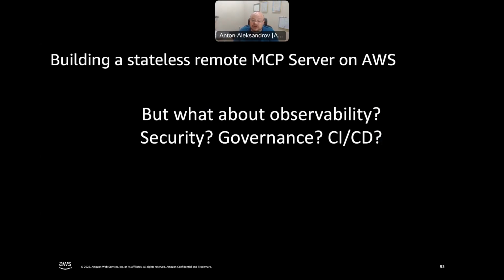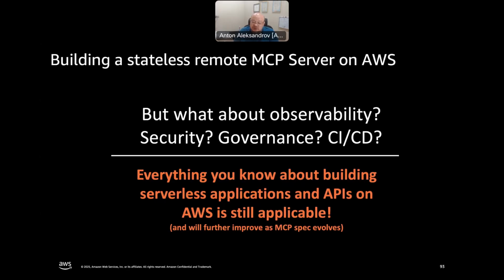Now, this was all good and fun, using SDKs to build servers and deploying them to the cloud. But what about all the operational aspects? What about observability? What about security, governance, CI/CD, and many other things that you need to think of when building applications in the cloud? The good news is, like I said before, MCP servers are essentially applications. So everything you know about building serverless applications and APIs on AWS is still very much applicable, right?